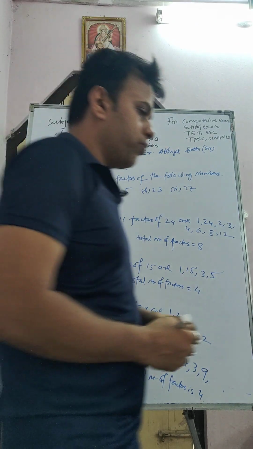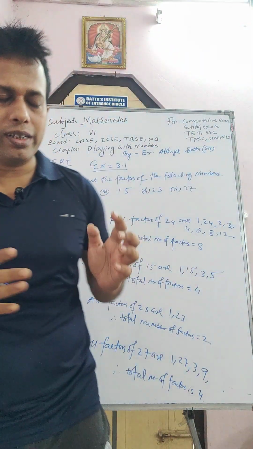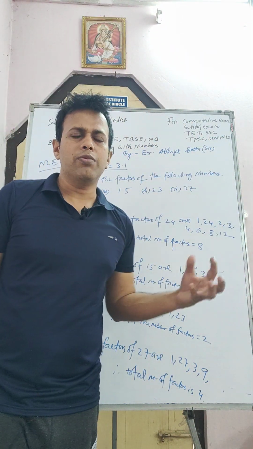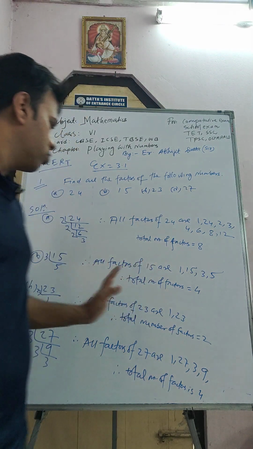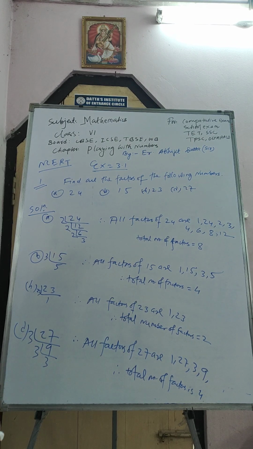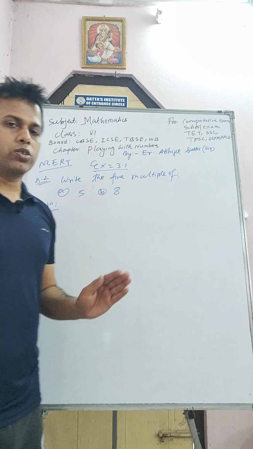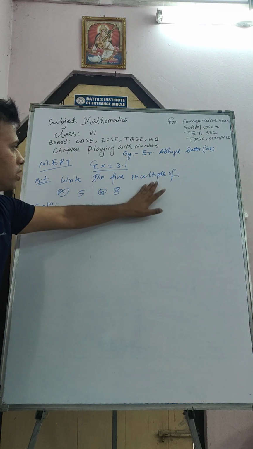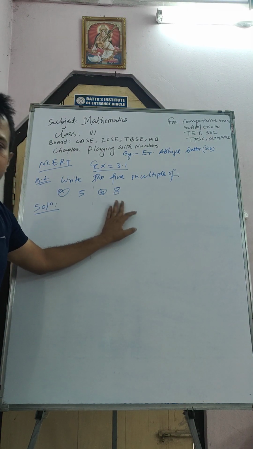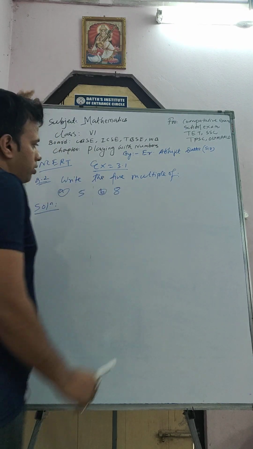So we can say the factors of any number are finite, which means countable. Finite means countable, and the multiples of all numbers are uncountable. So exercise 3.1, question number 1, I did 4 questions here, and the rest you do at your home. Our next question is write the 5 multiples of 5 and 8, and C is your homework.